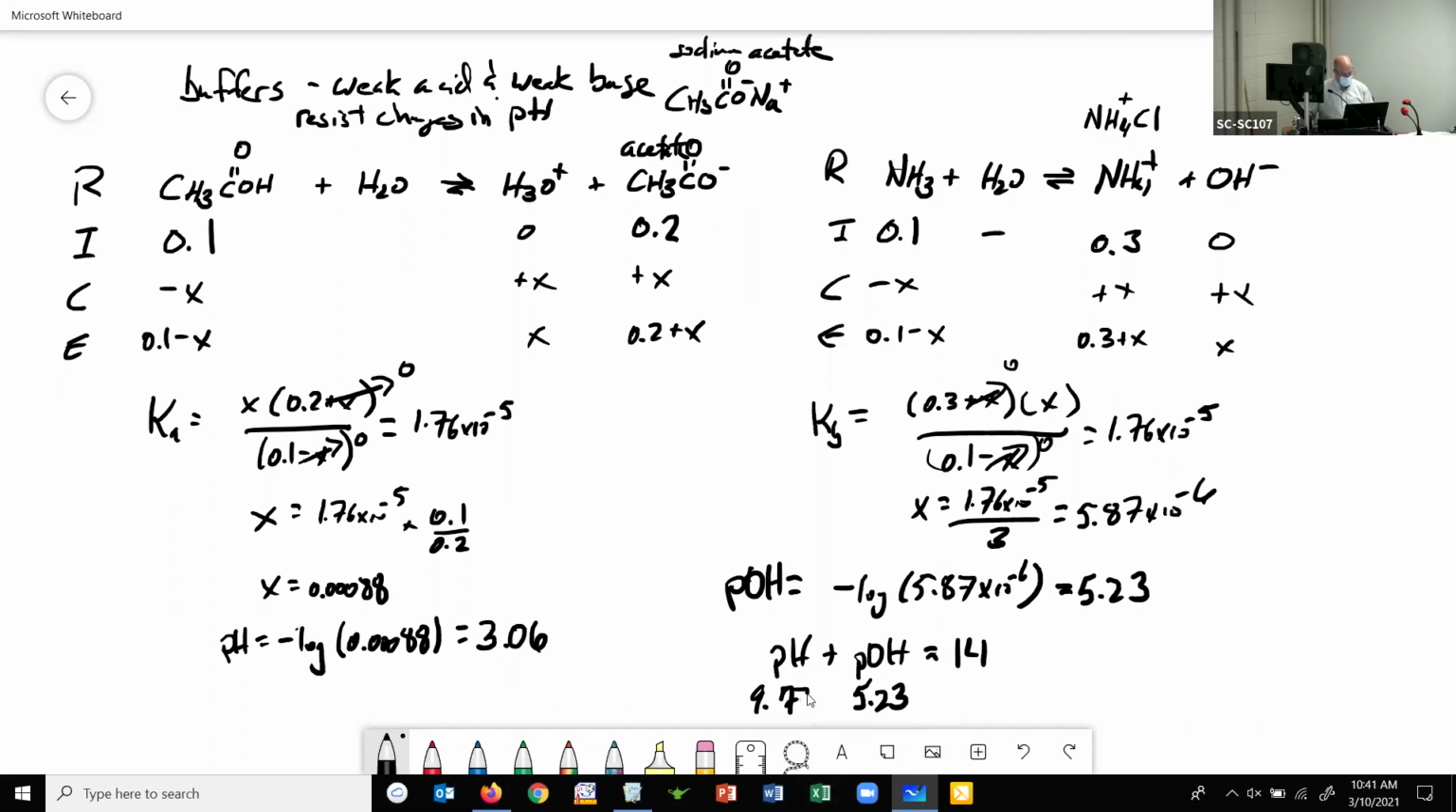Is that 8.77? Yeah, 8.77. Now, if you go back to your previous notes, you'll see that ammonia by itself had a higher pH. Why does it have a higher pH? Because you didn't add this conjugate acid. By adding this conjugate acid, you made more hydrogen ions available. That reverse reaction is providing additional hydrogen ions, which lowers the pH. 8.77.